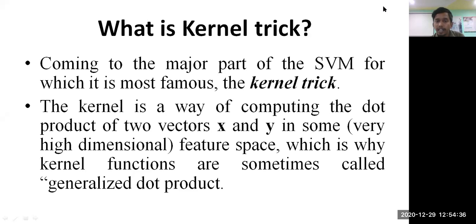So what is a kernel in SVM? A kernel is a way of computing the dot product of two vectors x and y. Previously we have seen whenever you are having some negative points in your data points, we have applied some square, that is x square plus y square, x into x plus y into y. So that is some dot product of some elements, right? So a kernel function or a kernel trick in SVM does this task. Which is why kernel functions are sometimes called generalized dot products.